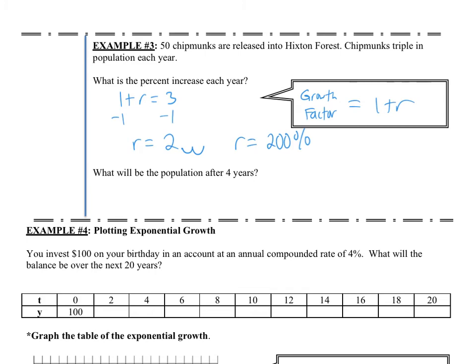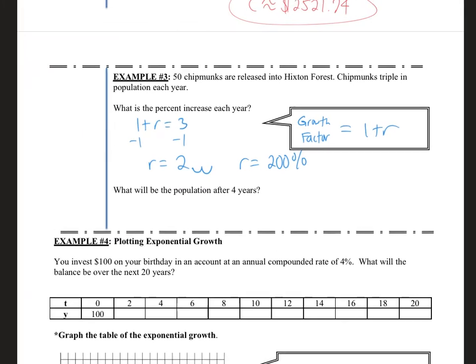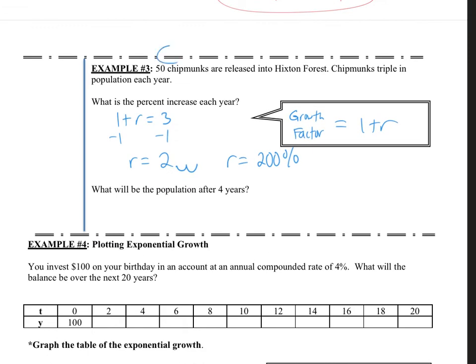And what will the population be after 4 years? Okay, so what's our C? What's our starting amount of chipmunks? C was 50, and they triple each year. So we're going to do Y equals, remember, it's C times 1 plus R all to the T. So Y equals 50 times 1 plus R, we said was 3. Or triple, you could do 1 plus 2 if you wanted to, all to the 4th power. When you do that, you're going to get 4,050 chipmunks.